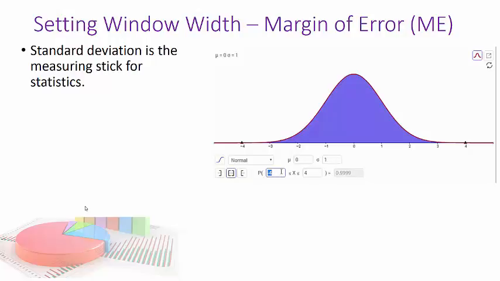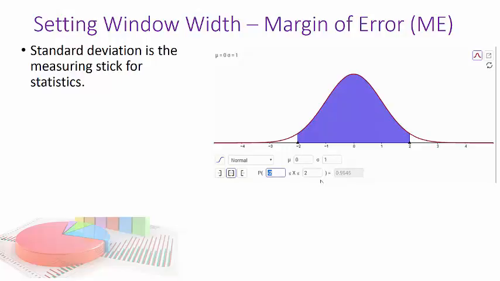Another thing I could do is remember that standard deviation is the measuring stick for statistics. So I could set 3 standard deviations, and you may recall from our 68, 95, 99.7% rule, this would be 99.7% of the data. This can still be pretty broad depending on what you're working with. A lot of times people would go with just 2 standard deviations, which is just a touch over 95%.